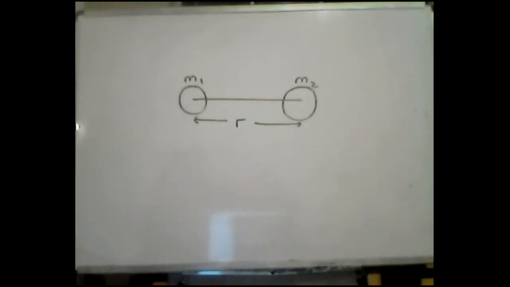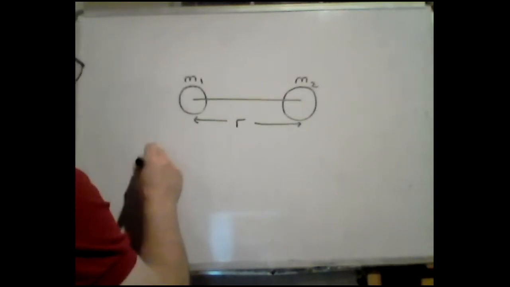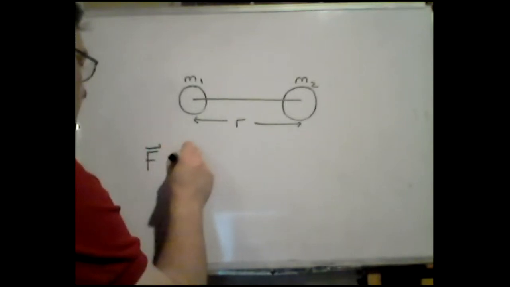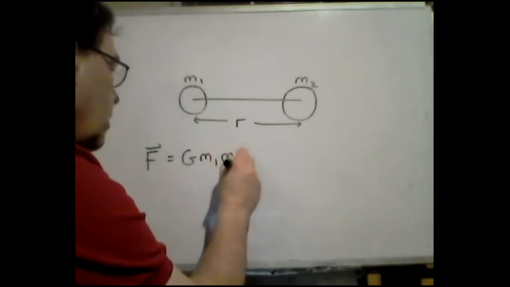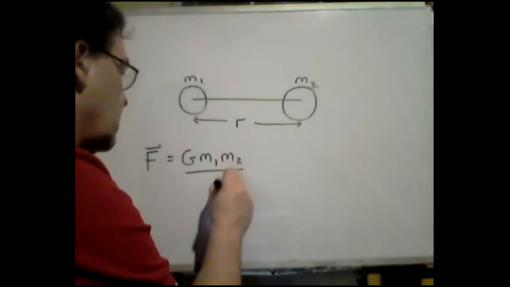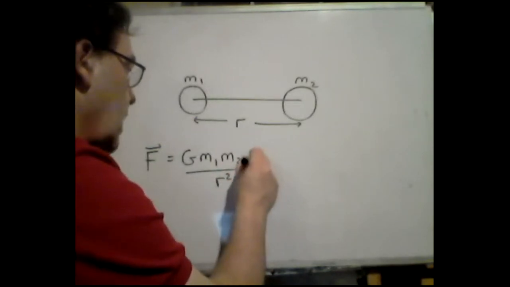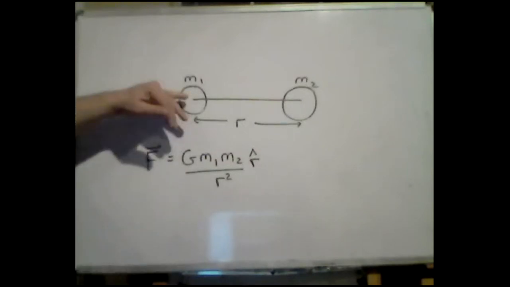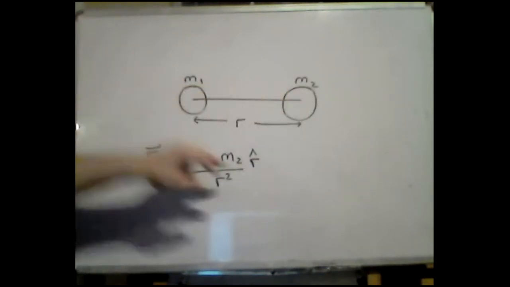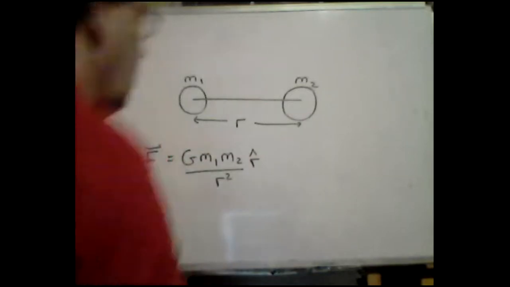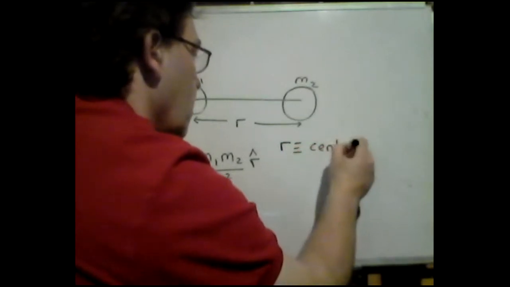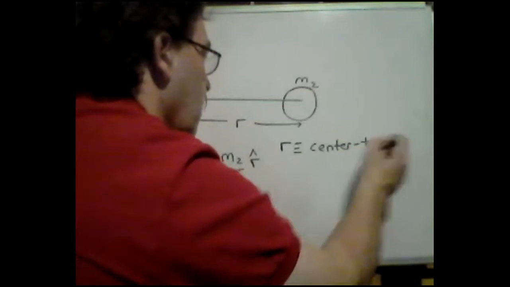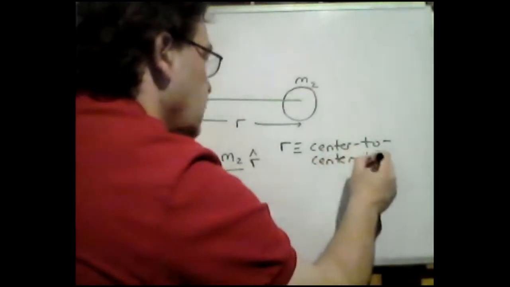Newton said that there is a mutually attractive gravitational force between these two bodies, given by capital G, a constant, times the product of the masses, divided by the center to center distance squared. And that's located in the R hat direction. R hat meaning it's along the center to center line. This is a unit vector. All right. So we know that R is the center to center distance.